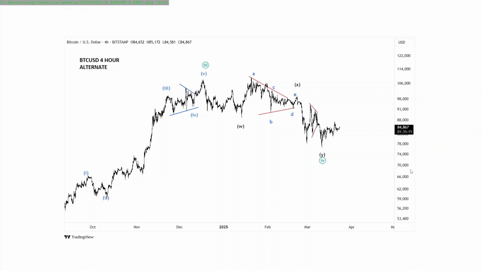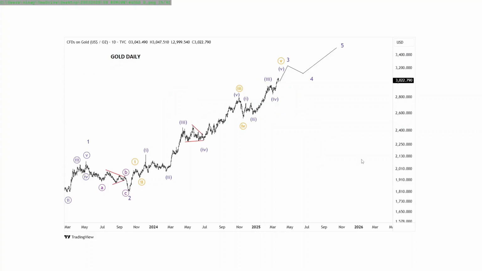This is so far my alternate count. This suggests that the first wave was a W wave, and then a triangle X wave, and now the Y wave has completed the fourth minute wave, and BTC is already moving up in minute wave 5. So these two counts are there to watch for, and only a move above 85,000 levels will be negating the ending diagonal count.